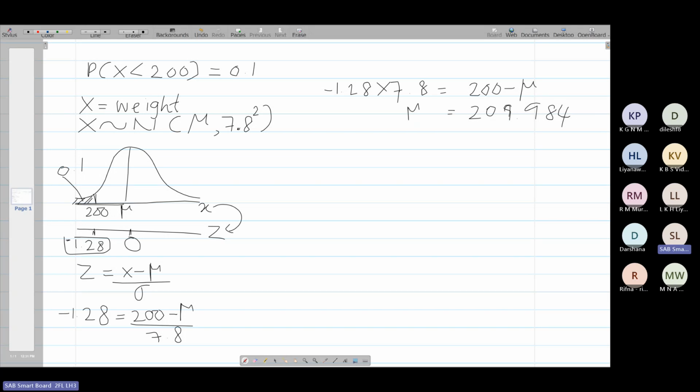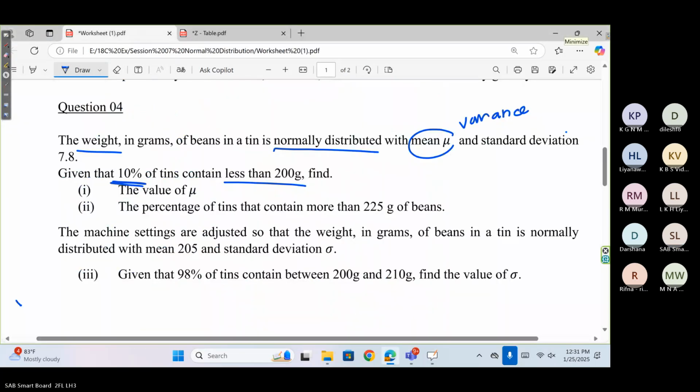The next question asks what? The first one is okay. Then the mu value is 209.984. Okay. The next one asks the percentage of beans that contain more than 225 grams of beans. Now we already know the mu value. Then we calculate the percentage of beans that contain more than 225 grams of beans.